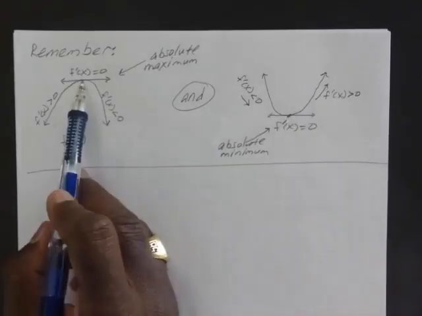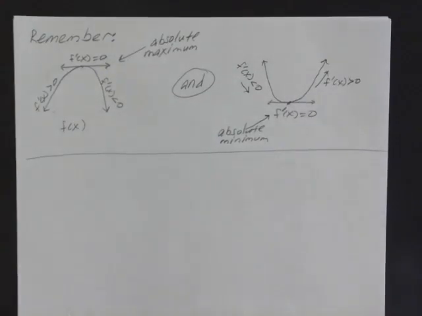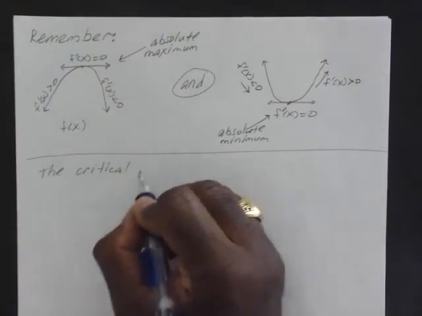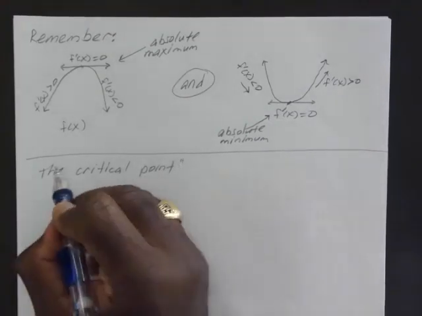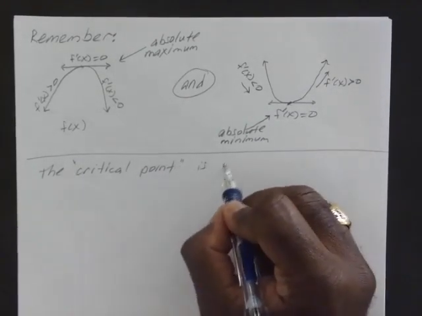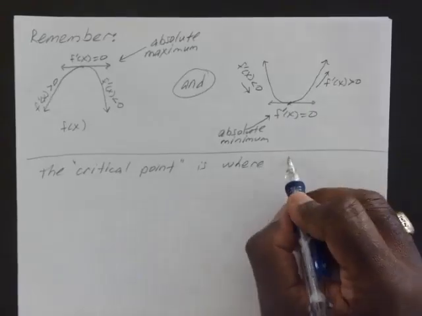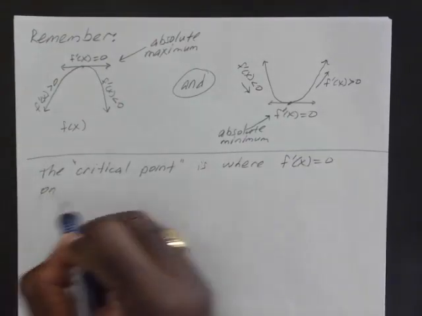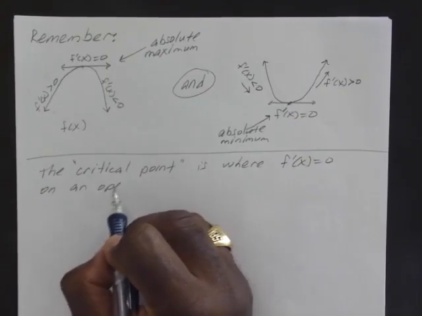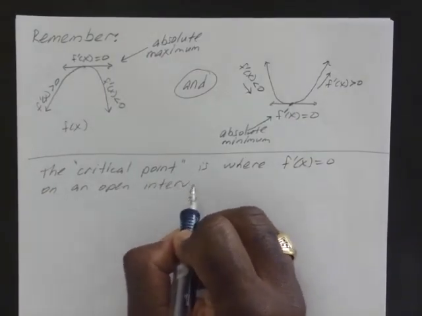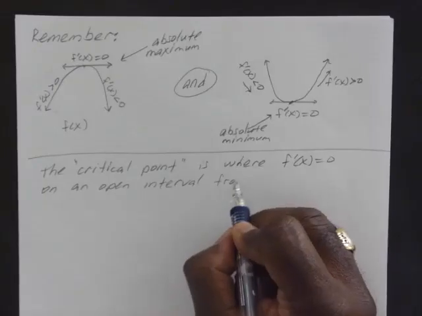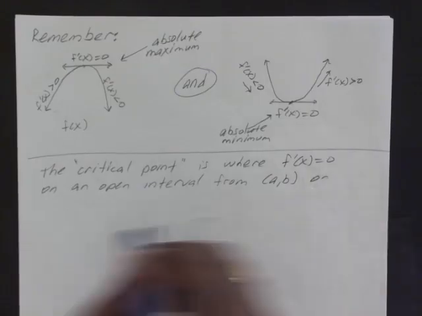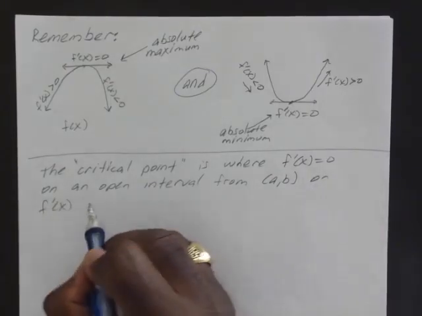Okay. Now those values are called your critical points. So the critical point is where f prime of x is equal to 0 on an open interval from a to b, or f prime of x is undefined.